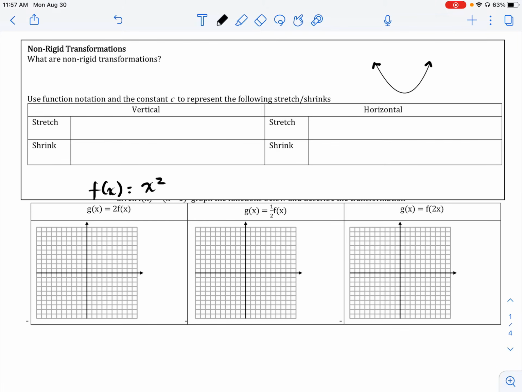The second set of transformations that we want to discuss are what we call non-rigid transformations. Previously, we said a rigid transformation was one that didn't change the actual shape of the function, it just changed its position. Well, then it would follow that non-rigid transformations are transformations that actually change the shape. So they actually just change the shape of the function.